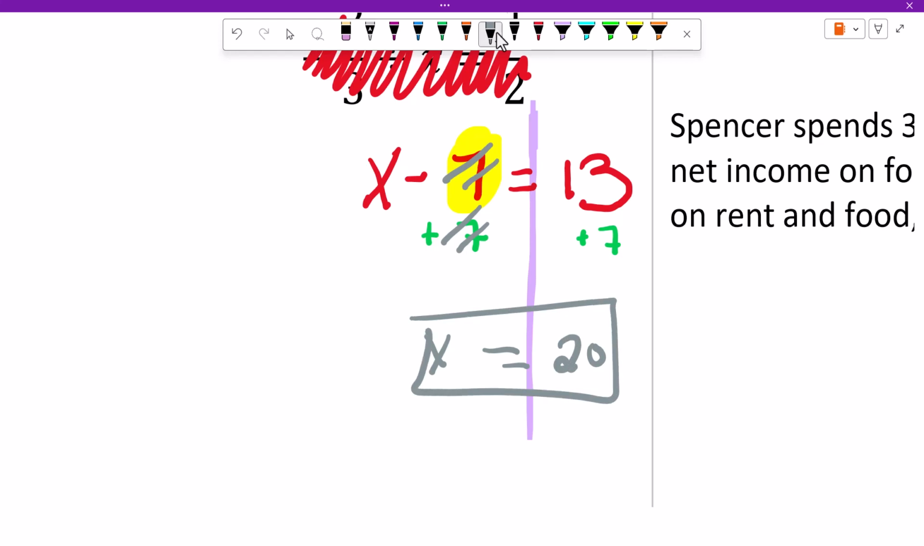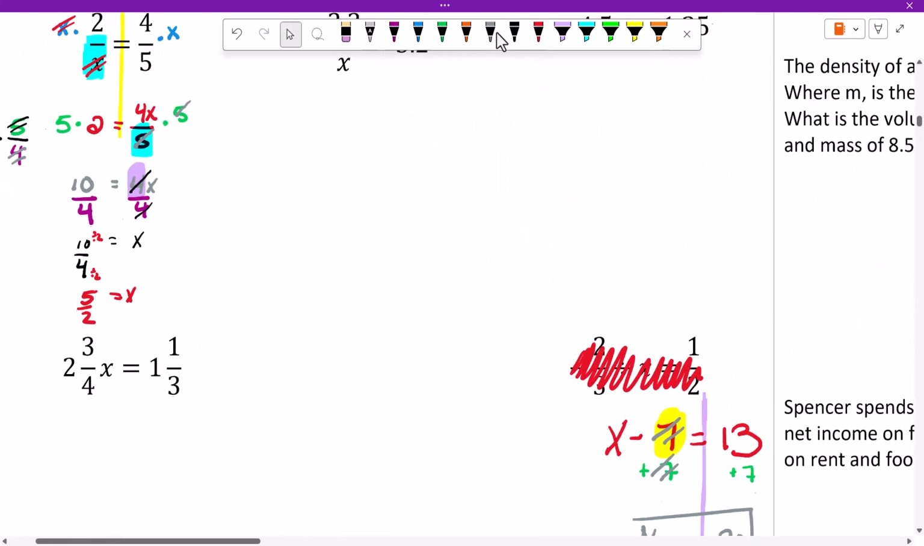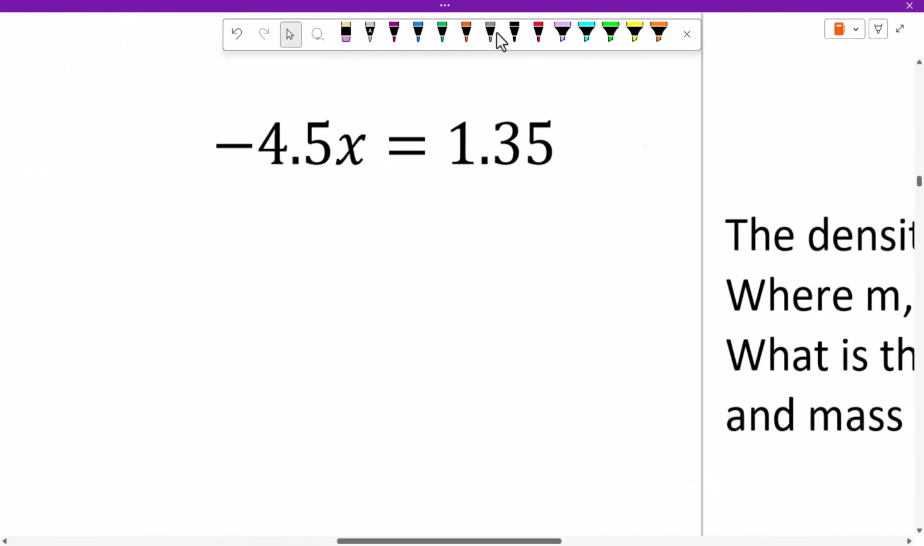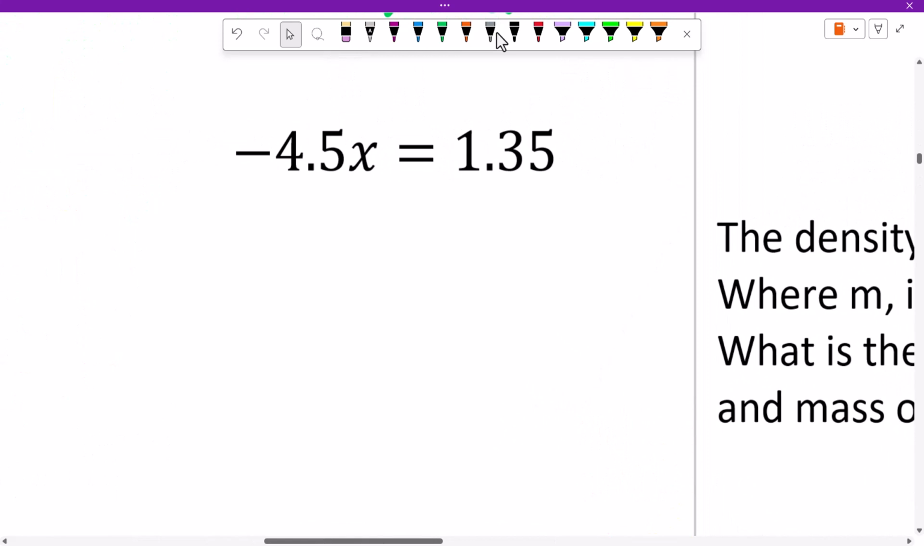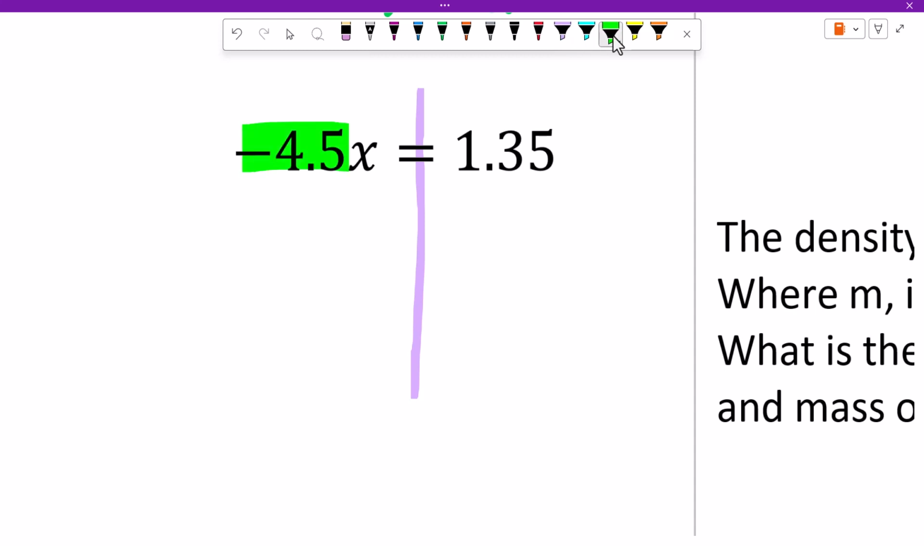Okay, let's do another one. Let's go to this one here. We split at the equal sign. We're going to work vertically here, remember. Split here. We cover up the side that doesn't have the letter. We find the numbers, so we have the numbers over here. What is the math operation between the number and the letter? And we're going to do the opposite. So what's the operation between the 4.5 and x? Add, subtract, multiply, or divide? What is it?